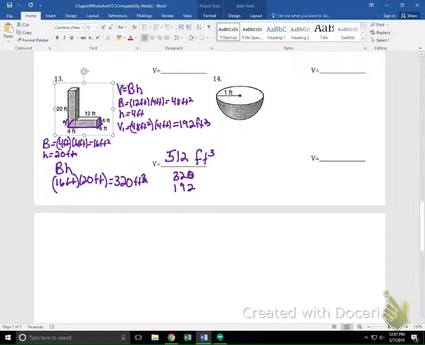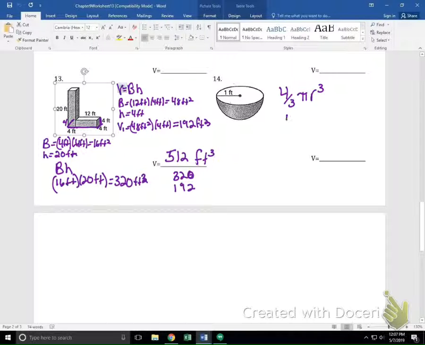Okay, so we're now to Reggie. Reggie, what shape is this? Number 14, the one we haven't done yet. Hemisphere? It's a hemisphere, so we find the volume of a sphere and we divide it in half. So, volume of your sphere. So that's 4 over 3 pi r cubed.